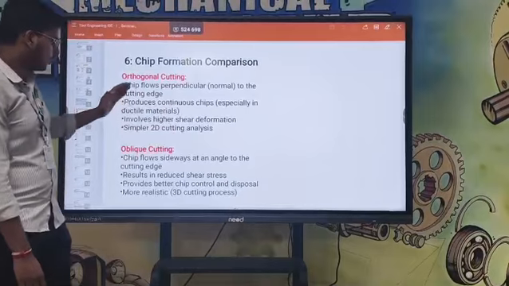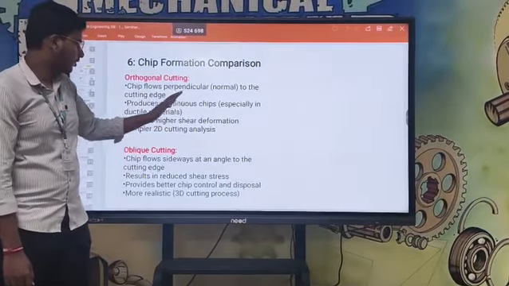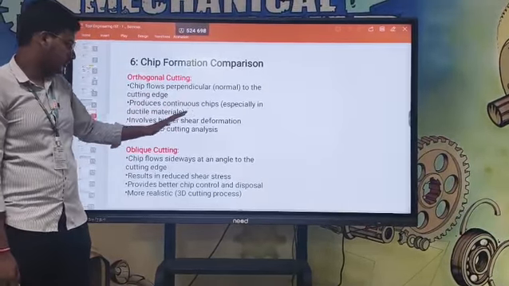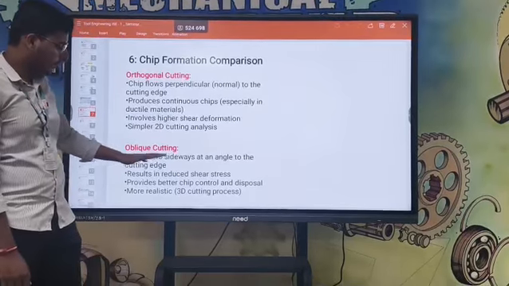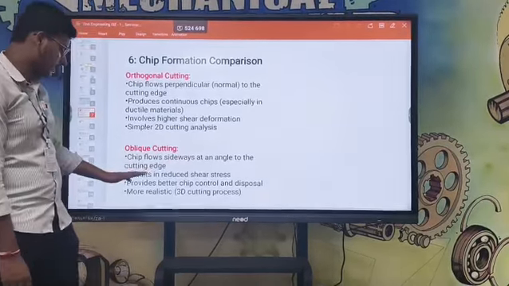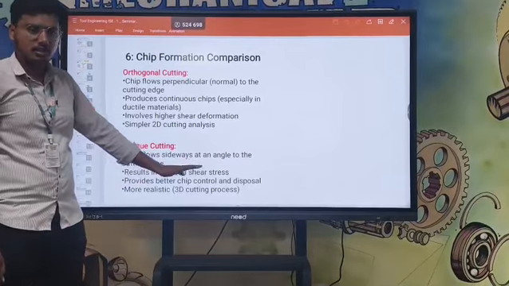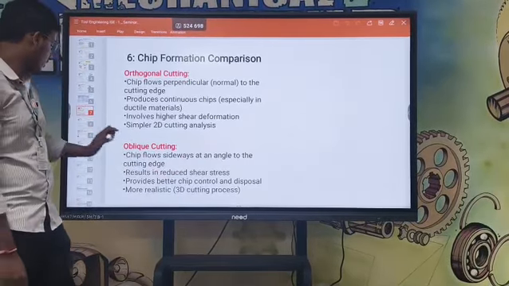Chip formation comparison: orthogonal cutting and oblique cutting. Chip flow perpendicular to the cutting edge produces continuous chips, and in oblique cutting, chip flow is sideways and angled to the cutting edge. The result is reduced shear stress in oblique cutting.